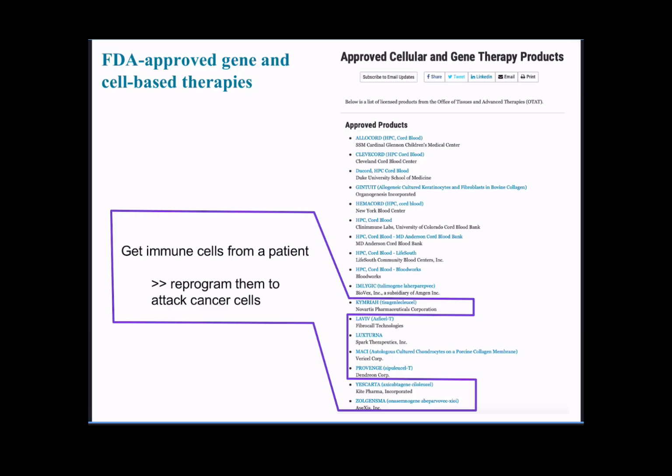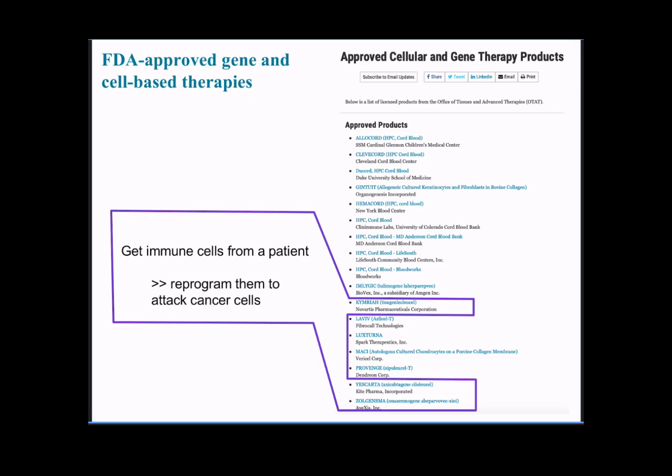By a show of hands, has anyone heard of these before? CAR T cells. Kind of rings a bell, CAR T cells. It's the newest thing. It was actually developed at UCLA, so down the road somewhere.